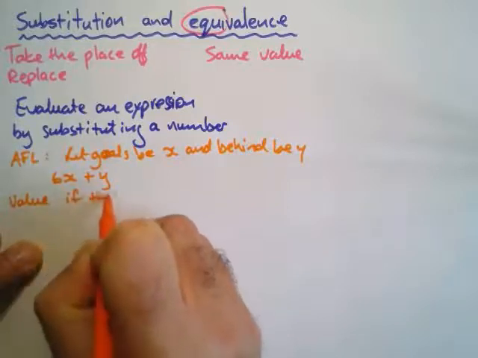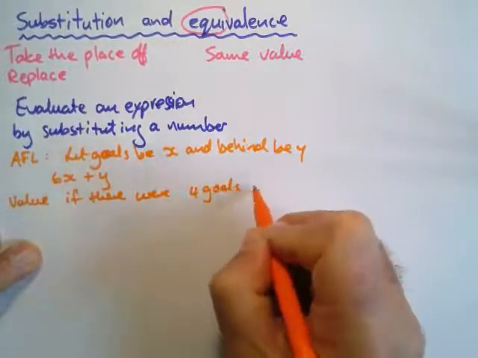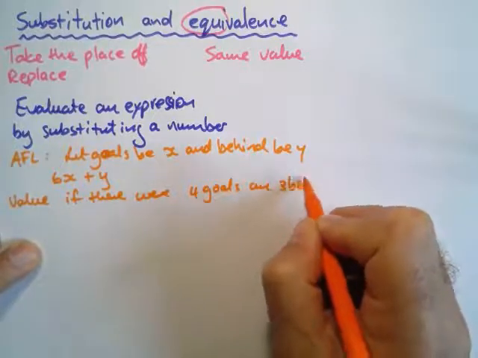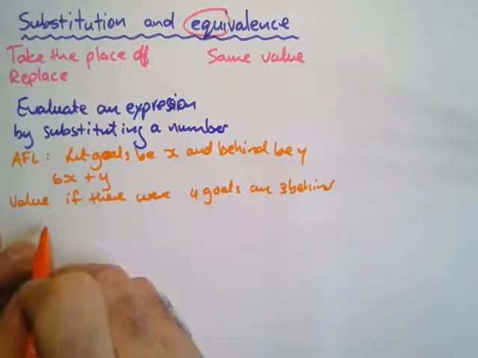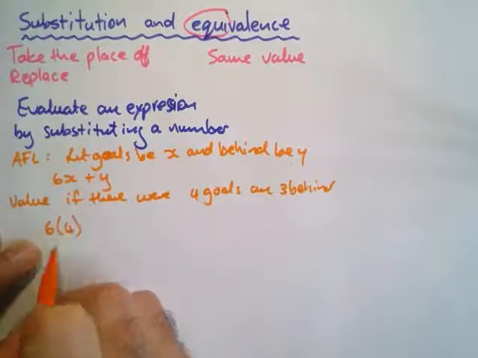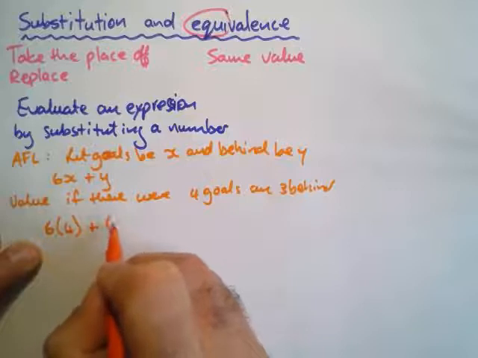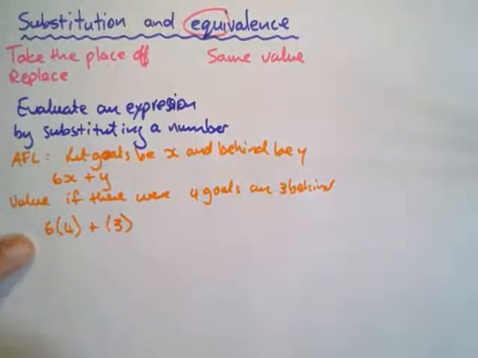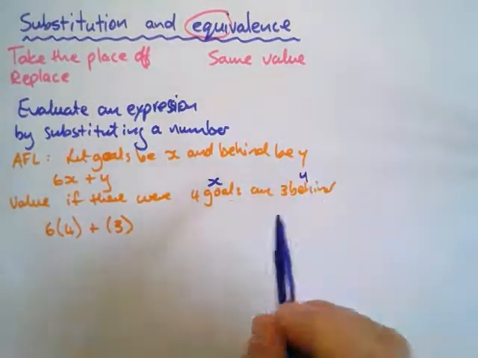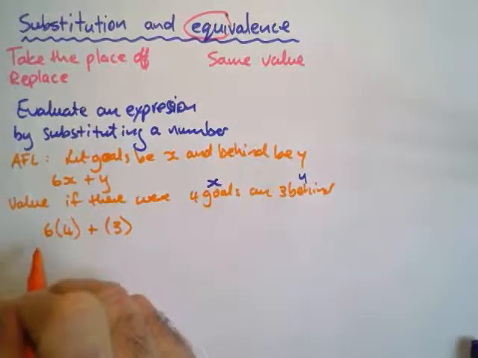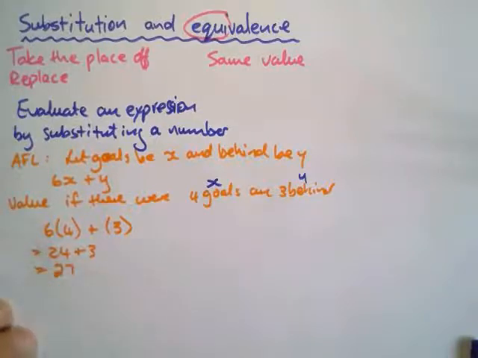So if I now say find the value if there were 4 goals and 3 behinds, you can substitute this in the place of X, because 4 goals means 6 times, and I'm going to use a bracket to always substitute, 6 times 4 plus the Y is 3. There's 3 behinds, so Y is 3. This is X, and this is Y. Now 6 times 4 is 24 plus 3. So this team will have 27 points.